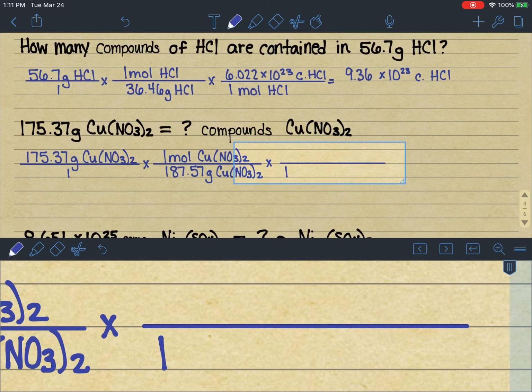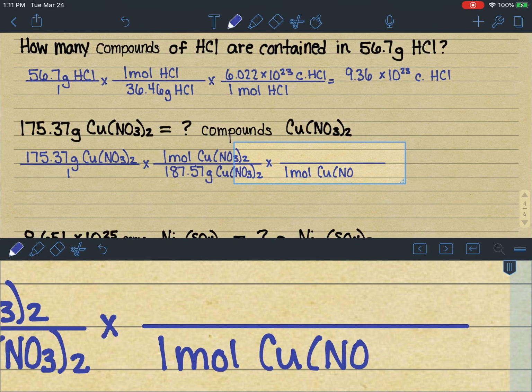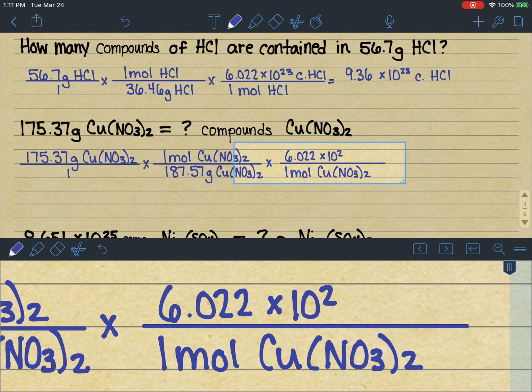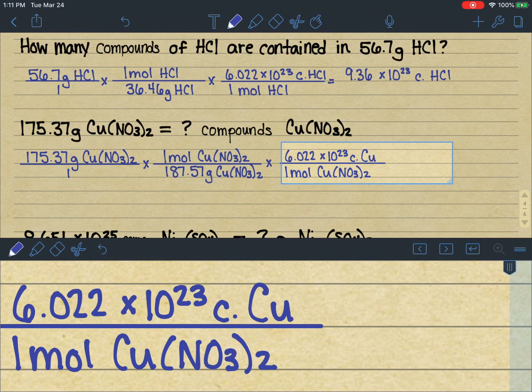All right, so again, 1 mole of Cu(NO3)2 is 6.022 times 10 to the 23rd compounds. Again, pause the video, do your own calculations, and check back in as soon as you're ready.